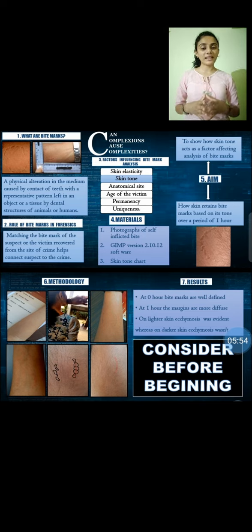This finding of mine can be attributed to the anti-inflammatory effect of melanin. The anti-inflammatory effect of melanin subsides any kind of signs of inflammation. And as we all know, darker skin individuals have more melanin, therefore ecchymosis is less evident in darker skin individuals as compared to lighter skin individuals. These were the results of my study. So now if somebody poses a question like, can complexions really cause complexities? The answer would definitely be a yes.